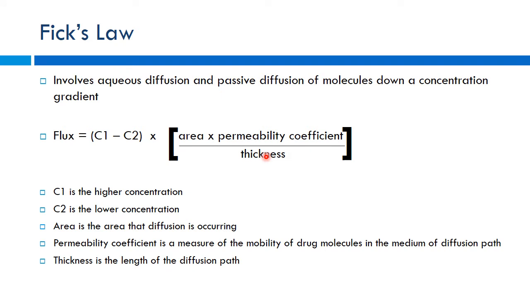Yeah, it's going to be harder to get through, right? So we like thin membranes. It's going to be easier for drugs to pass through. So thickness is going to have an inverse relationship to the amount of flux we have. The bigger the concentration gradient, the more flux we have. The bigger the area that we're covering, the more flux you have. And the more permeable the drug is, the more flux. The only thing that is going to negatively affect this is the thickness. Okay.